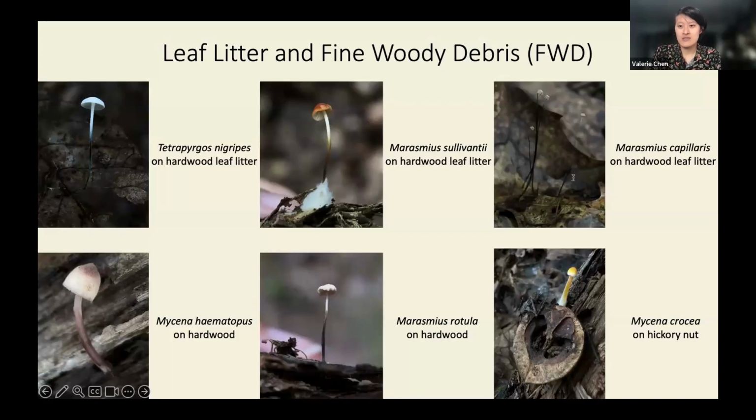Again, with how tricky mycenas can be, I was really lucky to find this attached to its substrate to confirm it is a species that only grows on hickory nuts, the Mycena crocea. There were so many fallen hickory nuts in this forest that I'd often see them covered in white mycelium, and I was really excited about finally being able to record the species when I found this fruiting body.